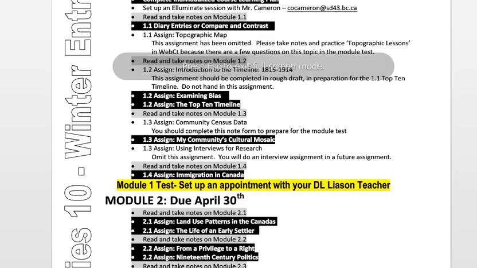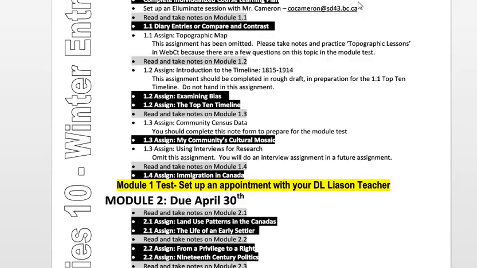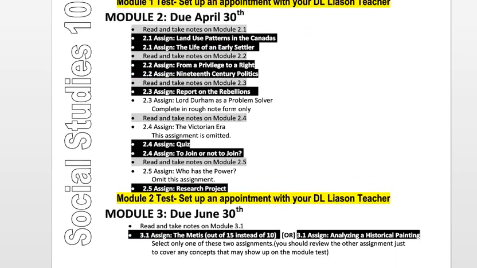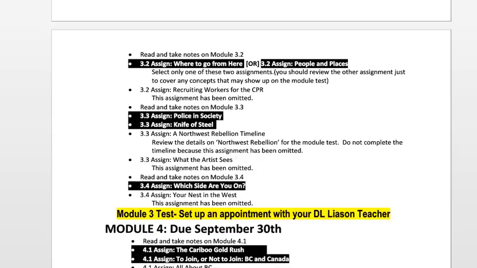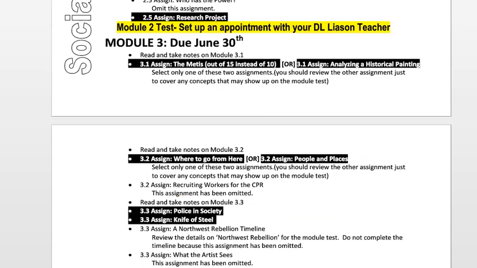So if you look here, you can't really see this, it's right off the screen, but it says Module 1 due February 28th. The second module due April 30th. The third module is due June 30th, and the course needs to be completed by September 30th, okay?